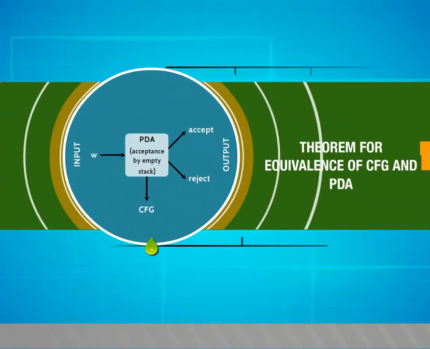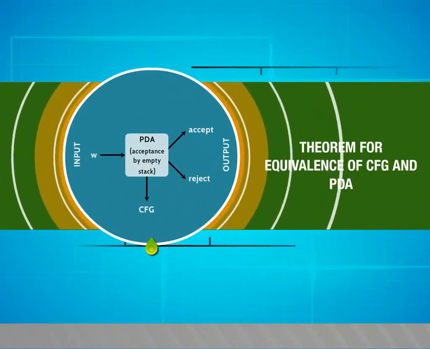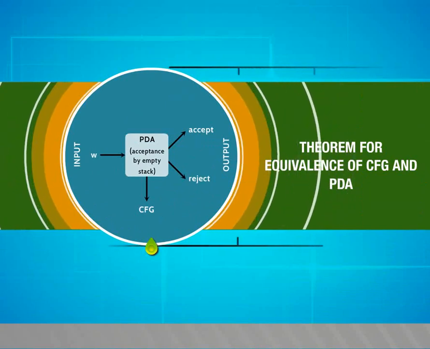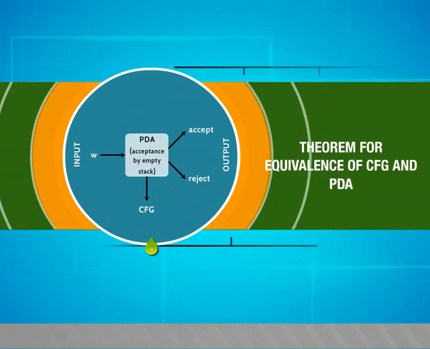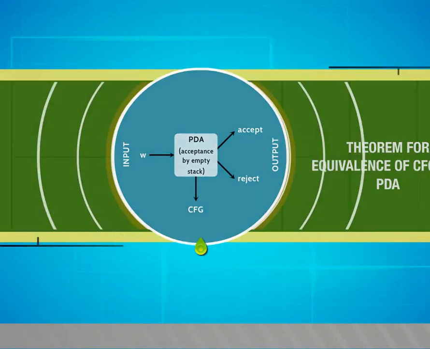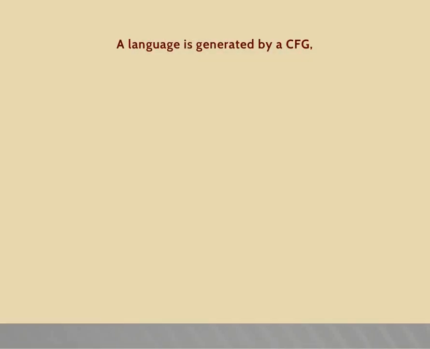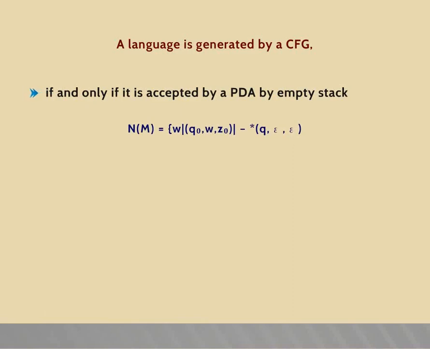Theorem for equivalence of CFG and PDA. In this video, we are going to see the theorem for equivalence of CFG and PDA. A language is generated by a CFG if and only if it is accepted by a PDA by empty stack, if and only if it is accepted by a PDA by final state.